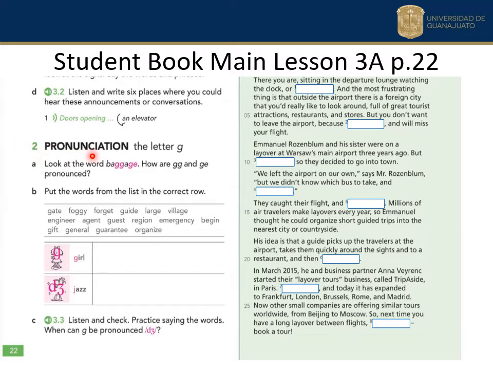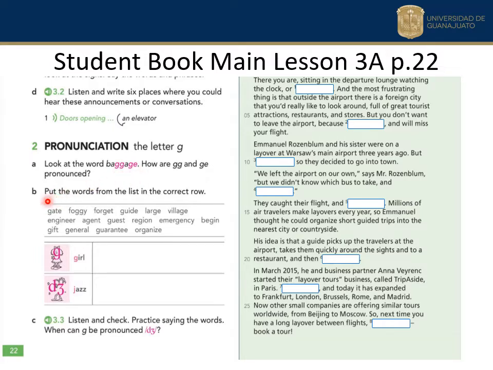It's the pronunciation of the letter G. This letter has two sounds like in this word, baggage. First, we have the G. Aquí como está la doble G. Suena como en la palabra gato en español. Y la segunda suena como Y. Ok, ese sería el otro sonido de la G.